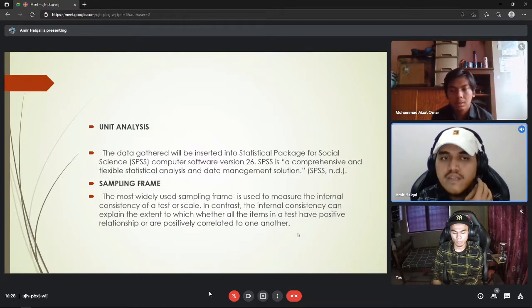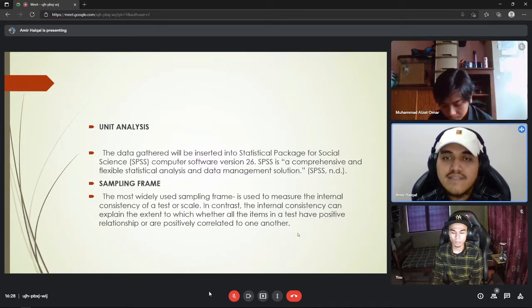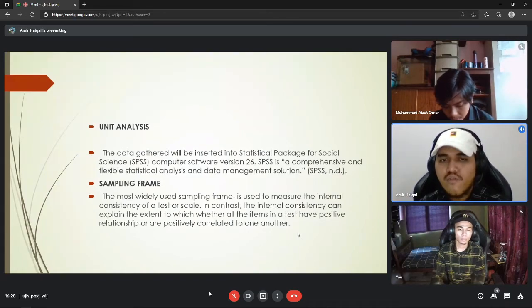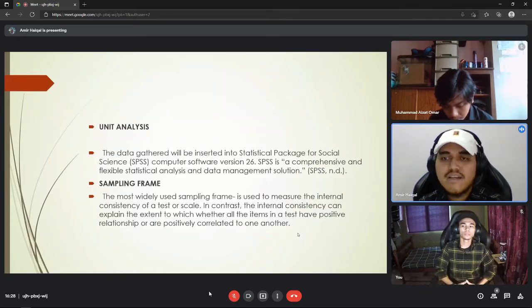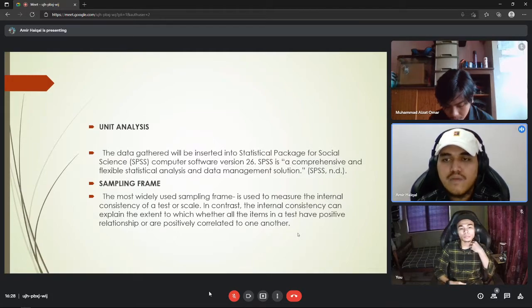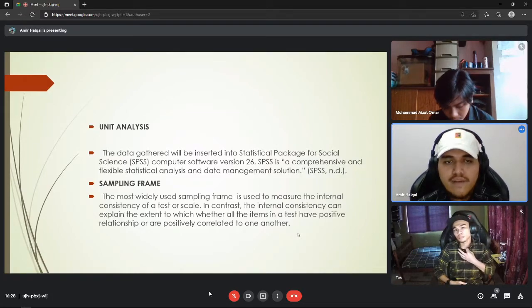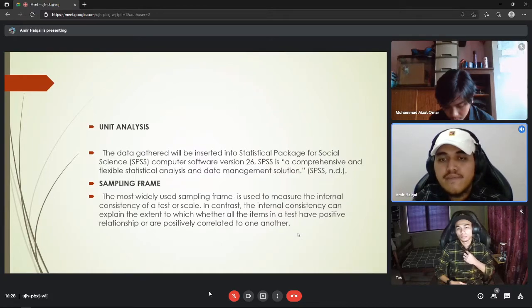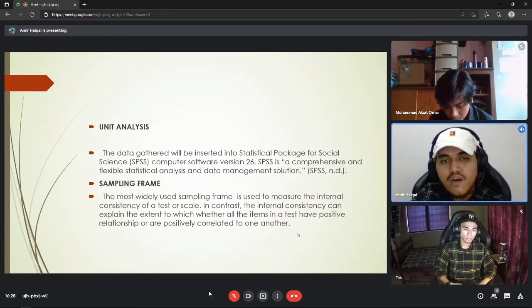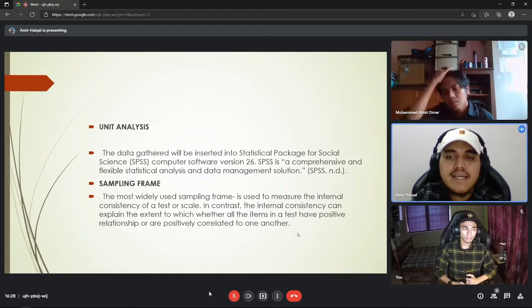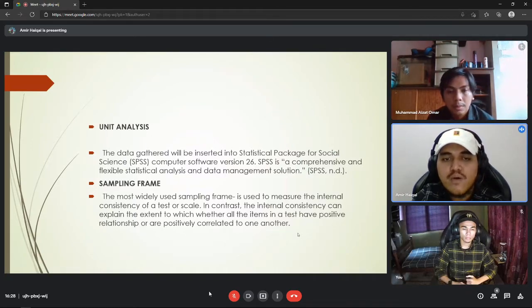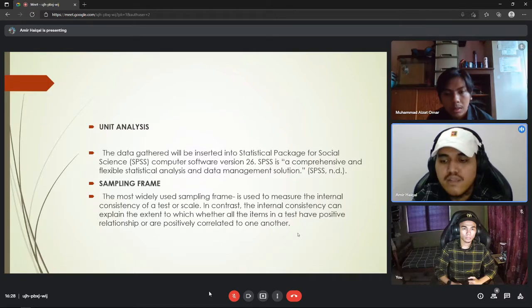Okay, for the unit analysis, the data gathered will be inserted into the Statistical Package for Social Science, SPSS computer software version 26. SPSS is a comprehensive and flexible statistical analysis and data management solution. Next, the reliability test. The most widely used one is used to measure the internal consistency of a test or scale. Internal consistency explains the extent to which all the items in a test have a positive relationship, or are positively correlated to one another.